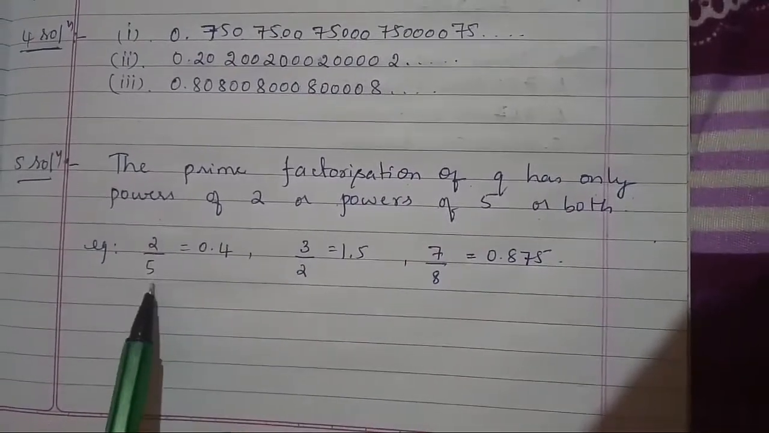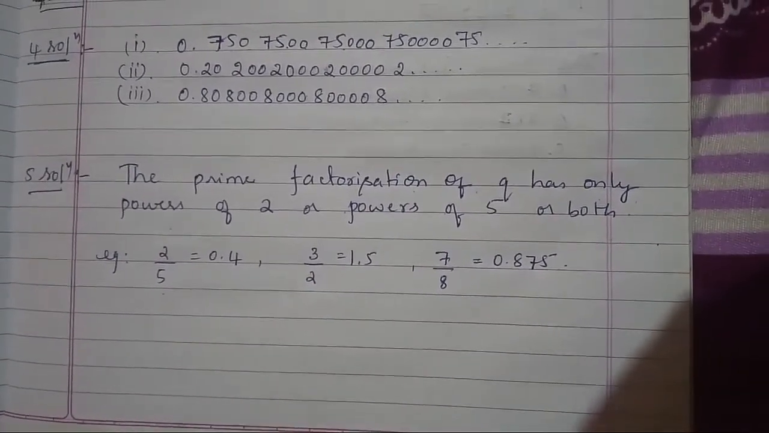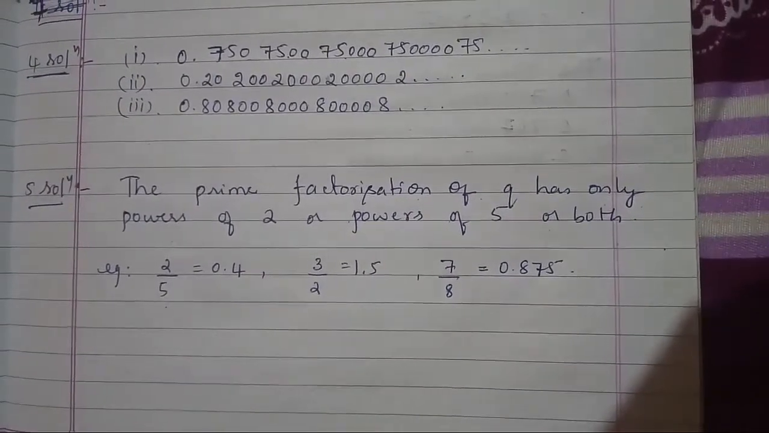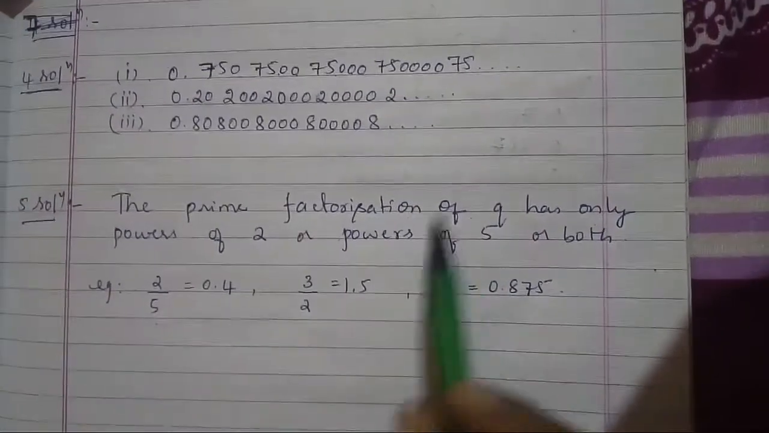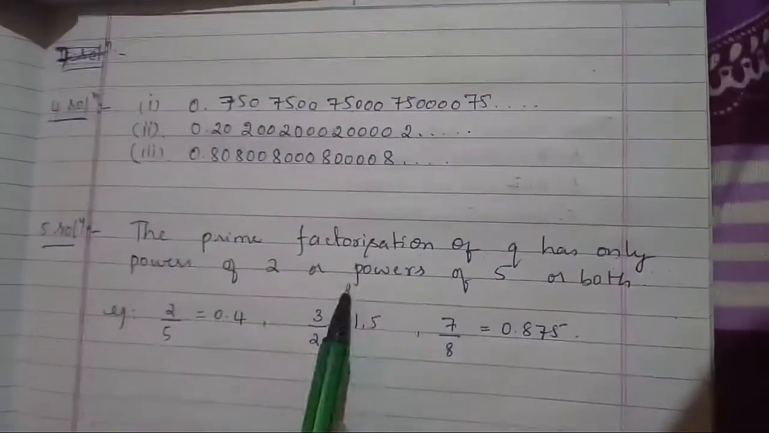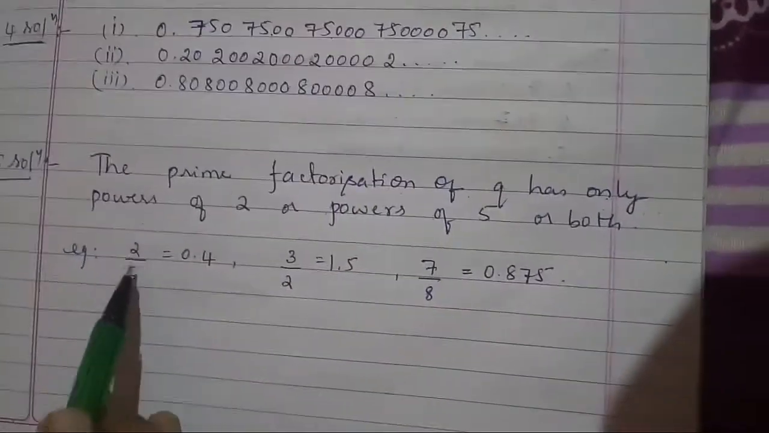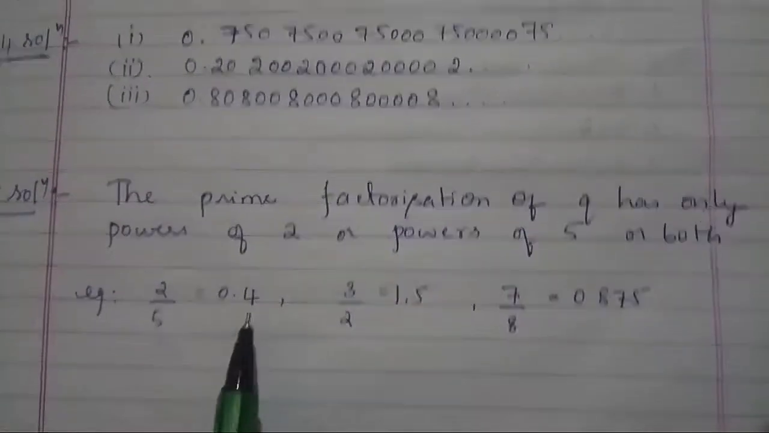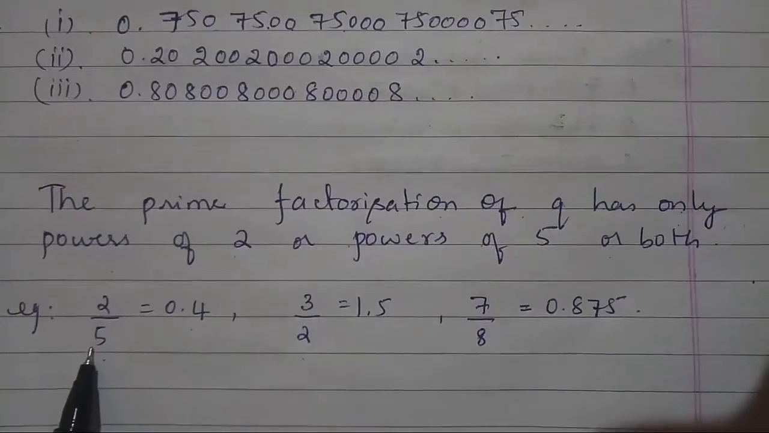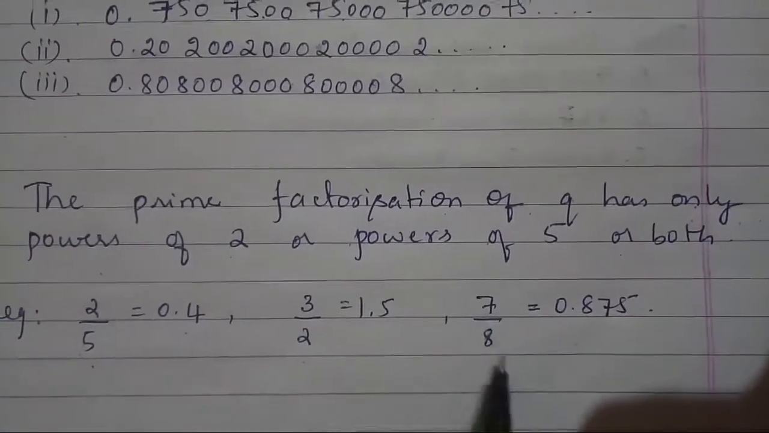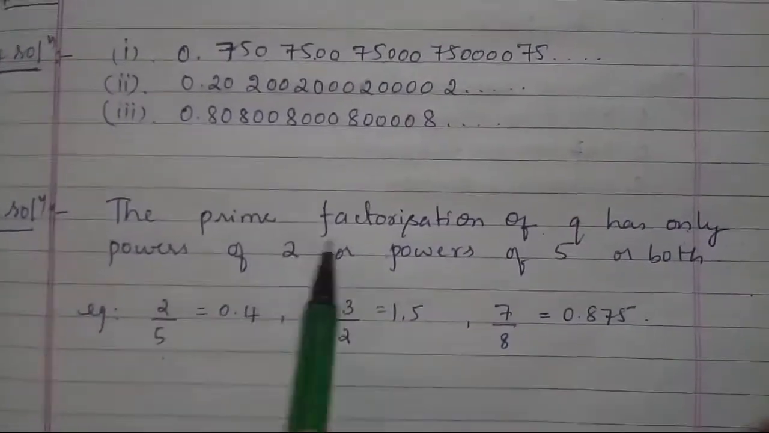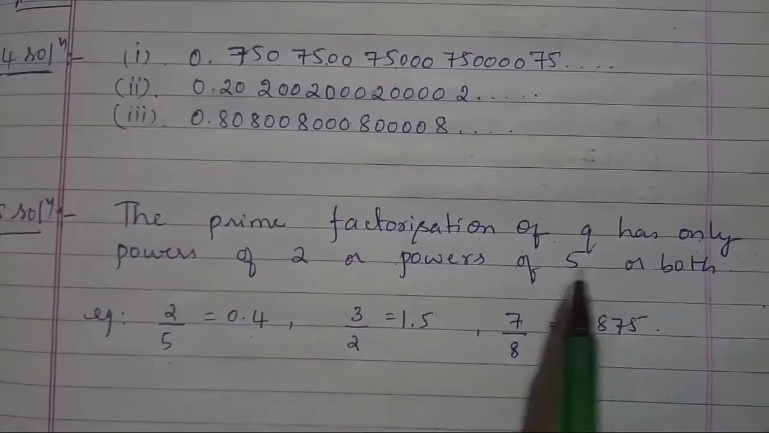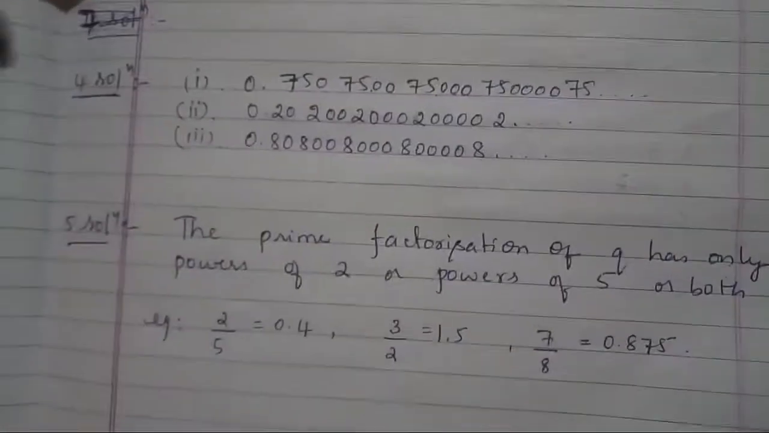For example, 2 by 5. In rational numbers, it will terminate at one point. Why? Because the prime factorization of q has only powers of 2 or powers of 5 or both. For example, 2 by 5 is equal to 0.4 and 3 by 2 is equal to 1.5. Here the denominator value, that is the q value, is 5, or 2, or a combination of both. 7 by 8 is equal to 0.875. It will terminate at one stage. Therefore, the prime factorization of q should have only powers of 2 or powers of 5 or both.